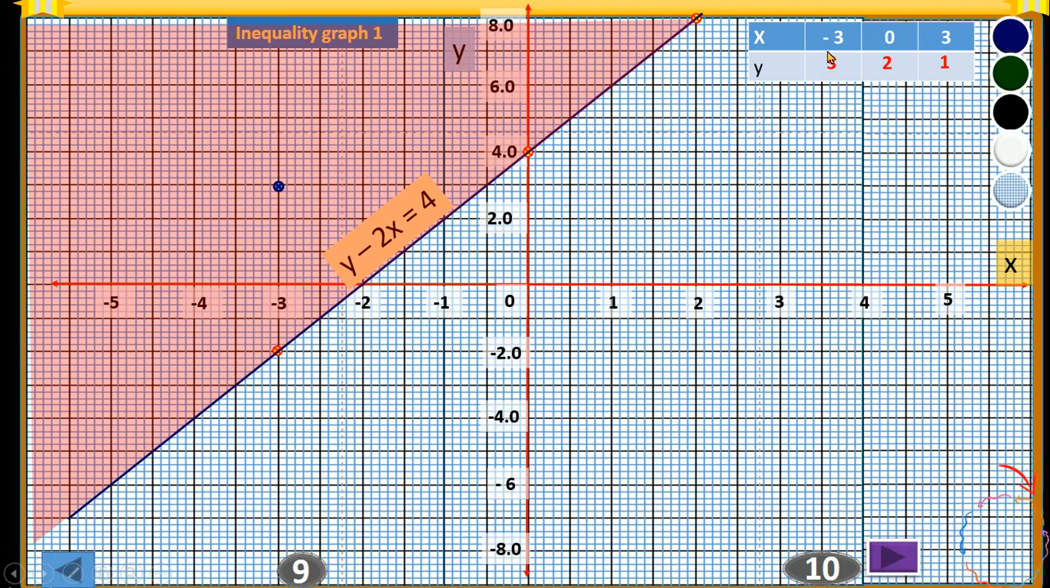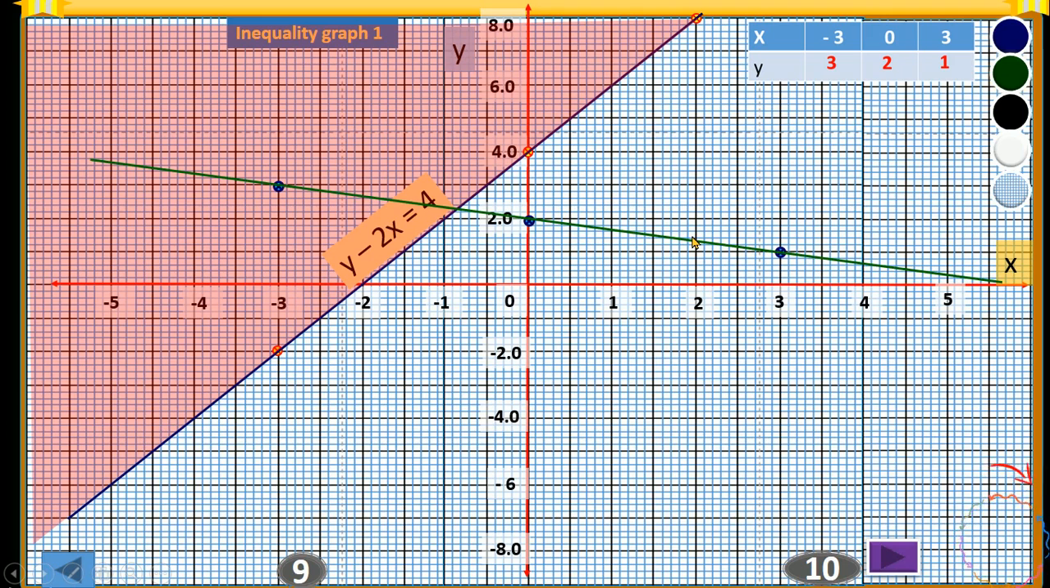So now when x is minus 3, y is 3. That's the point here. And when x is 0, y is 2. X is 0 and y is 2 here. And when x is 3, y is 1. X is 3 here and y is 1 at this point. So now we have the 3 points needed to draw a line. Then we're going to join these 3 points with a line.